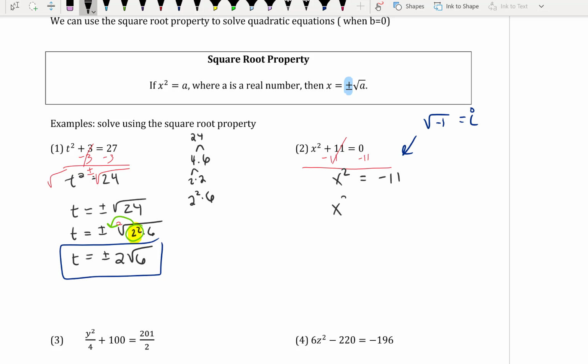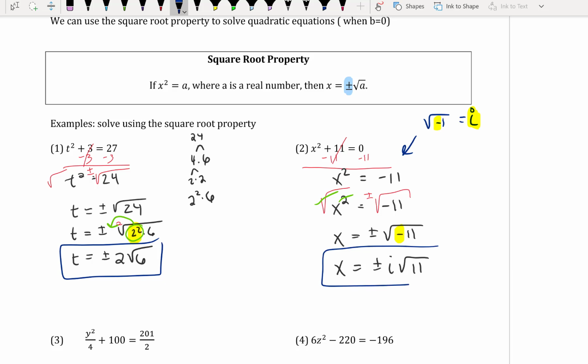So if I have x squared is equal to a negative 11, then to undo the square, I square root both sides with that plus and minus, so that the square root on that square cancels out, so that x is equal to plus or minus the square root of negative 11. And like I said before, whenever I have that negative inside that square root, it turns into that i. So x is really equal to plus or minus i square root 11. And so that ends up becoming my final answer.